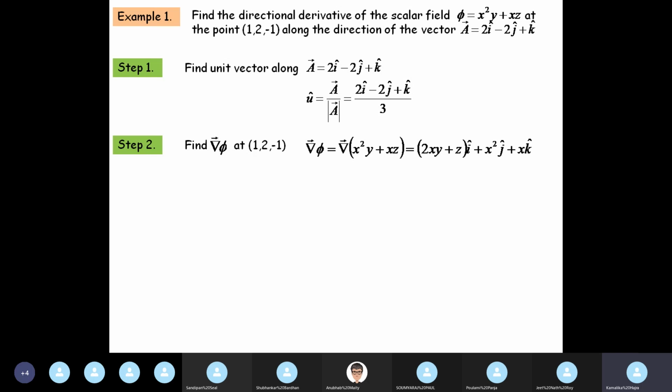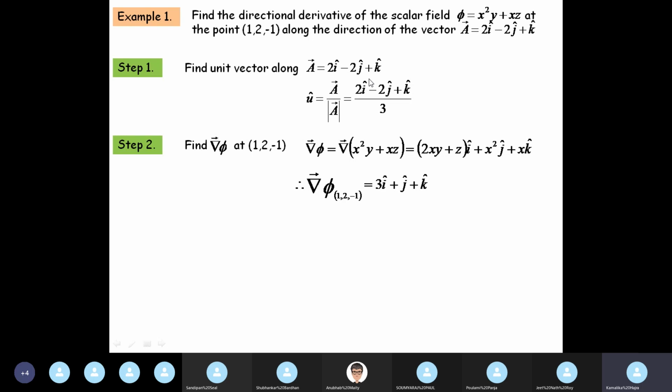Del phi del x i cap plus del phi del y j cap plus del phi del z k cap. That is grad phi. Now we'll find the gradient at the point 1, 2, minus 1. That means in place of x, y, z you have to substitute 1, 2, minus 1, so that you get this vector 3i cap plus j cap plus k cap.